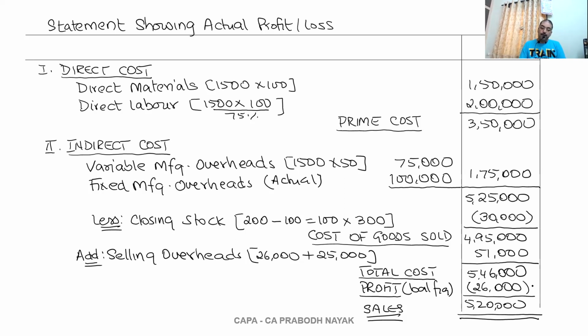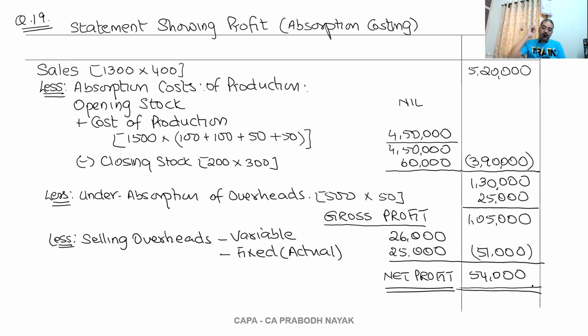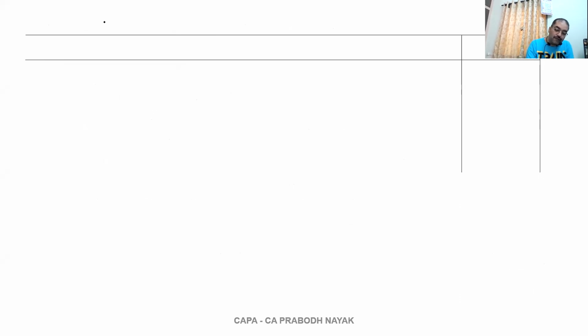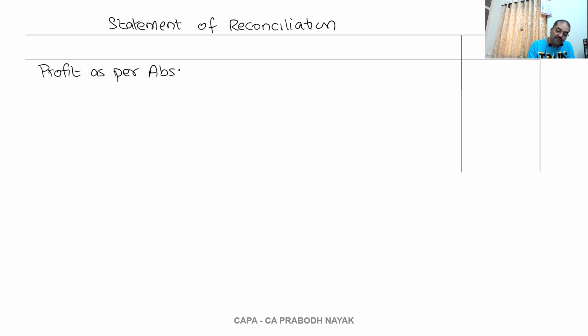Now, the next part: we have done the calculation of profit as per the absorption method, and we have done the calculation of actual profit. We have resulted in an actual loss. Now this figure of 54,000 and this figure of 26,000 has to be reconciled. So we'll prepare a statement of reconciliation. I'll start with the profit as per absorption costing, which is 54,000.